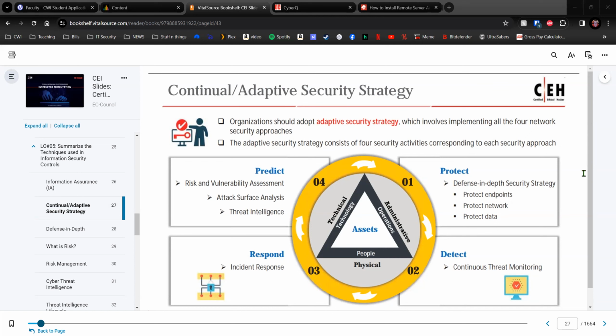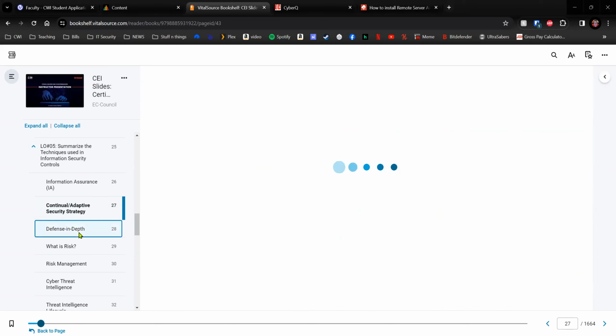So protect, defense in-depth security strategy, protect endpoints, protect network, protect data. Then it leads to detect, which is continuous threat monitoring. Response, that's our incident response. And predict, risk and vulnerability assessment, attack surface analysis, and threat intelligence. And again, it just cycles back into the other in order to continually fix each section as new threats arise.